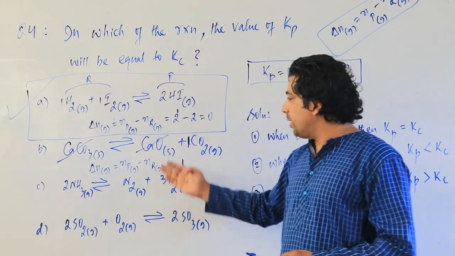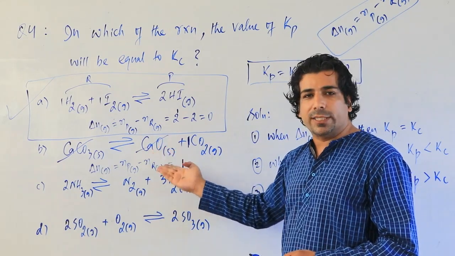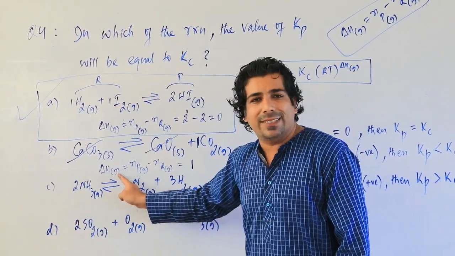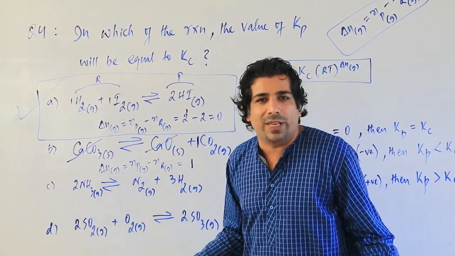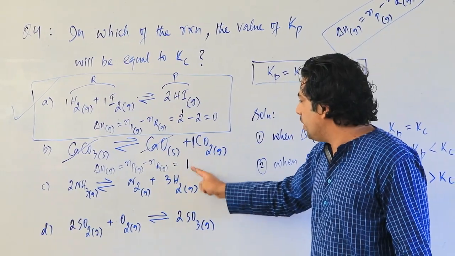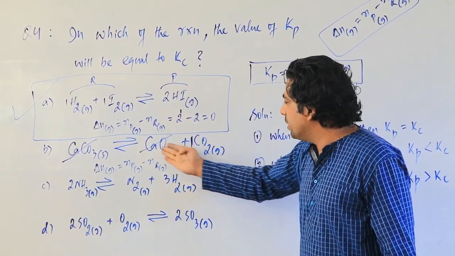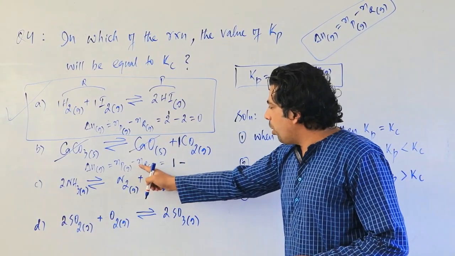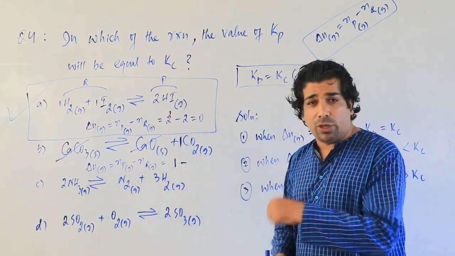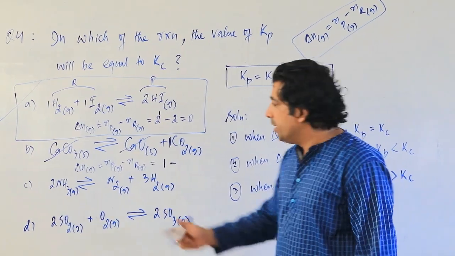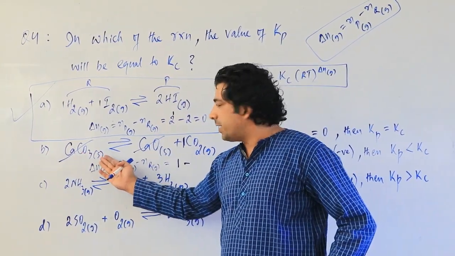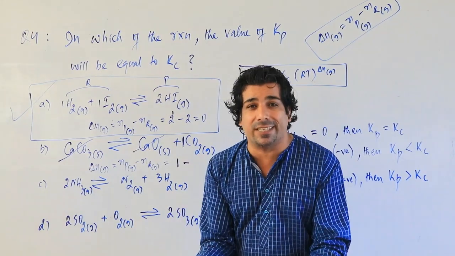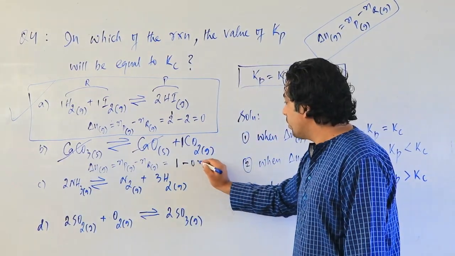Tell me about the other product. The other product is in the solid state. Solids I am not supposed to take, because delta N is only for gaseous moles, not for solid and not for liquid. So I am taking it as 1. So the product is only 1 because the other is solid. Correct? Minus the number of moles of reactants in the gaseous state. This is our reactant, but it is in the solid state. So no mole of reactants is in the gaseous state. So 0.